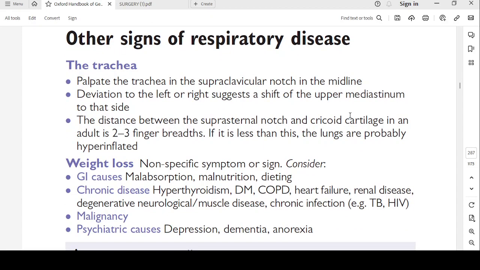Other signs of respiratory disease. The trachea: palpate the trachea and the suprasternal notch. Check whether it is in the midline. Deviation to the left or right suggests a shift of the upper mediastinum to that side. The distance between the suprasternal notch and the cricoid cartilage in an adult is 2 to 3 finger breadths. If it is less than this, the lungs are probably hyperinflated.